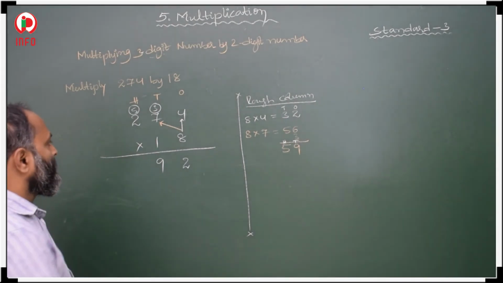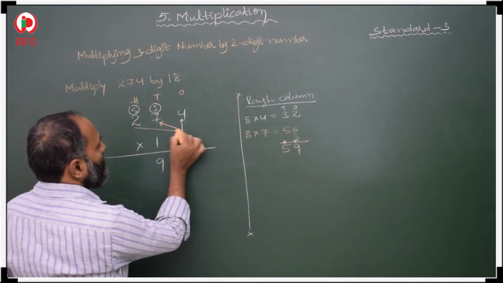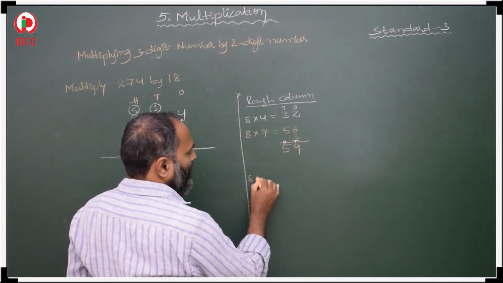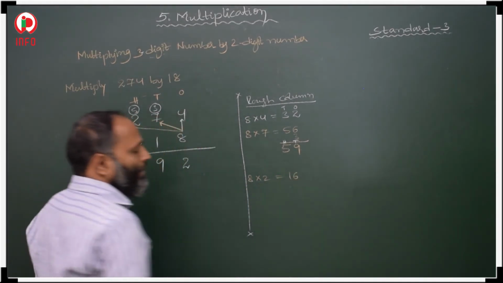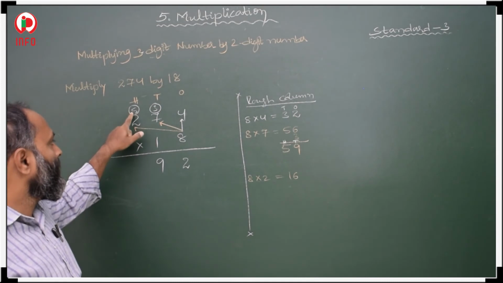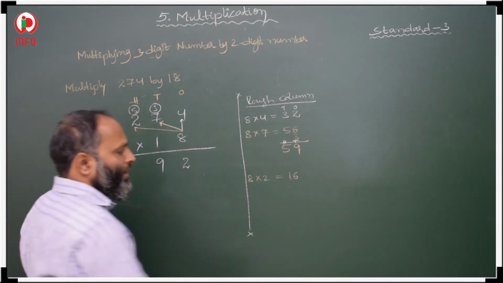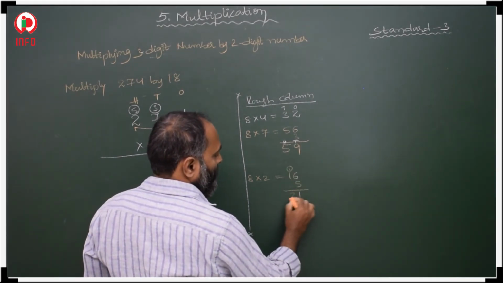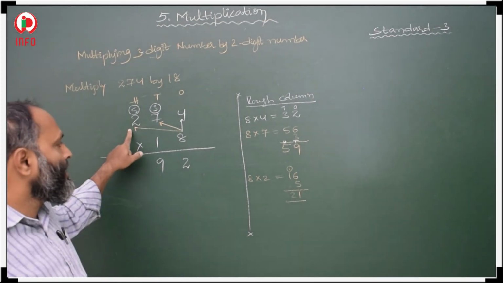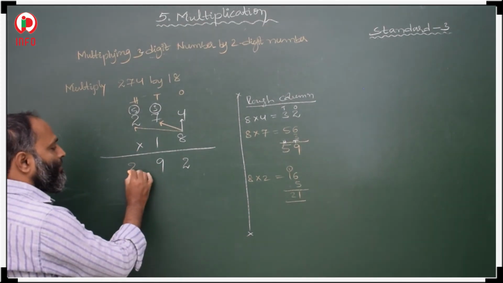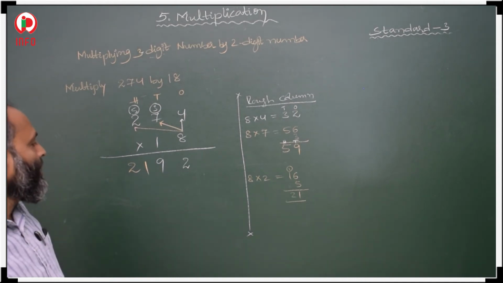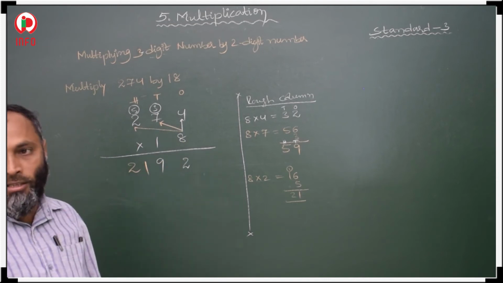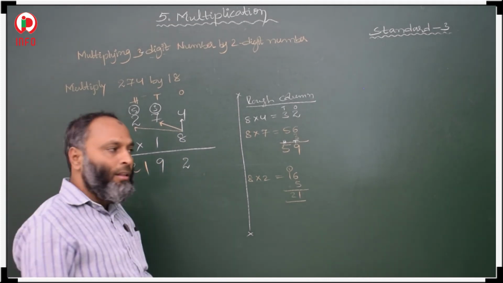Then after that, 8 with 2. 8 2s are 16. And what is carry over here? 5. That we have to add. Here 1, 21. 21, this is our last place, so the complete 21 you have to take here. Okay, 2192. So this complete number we are multiplying with 8. It is over.